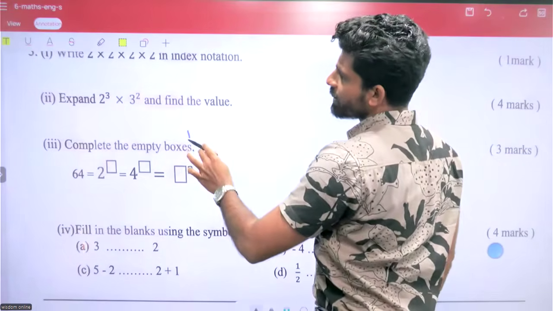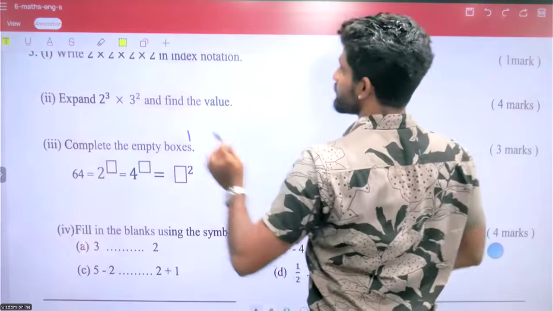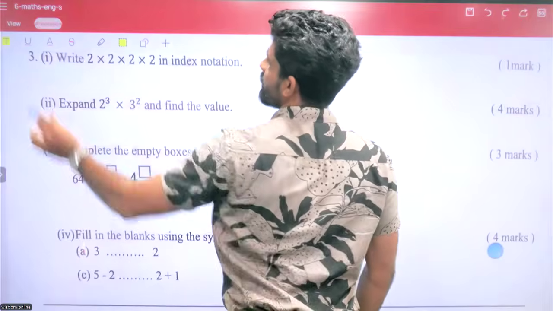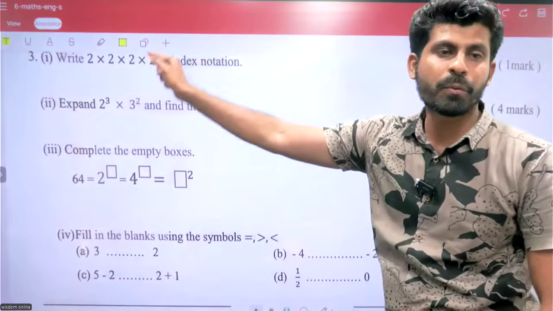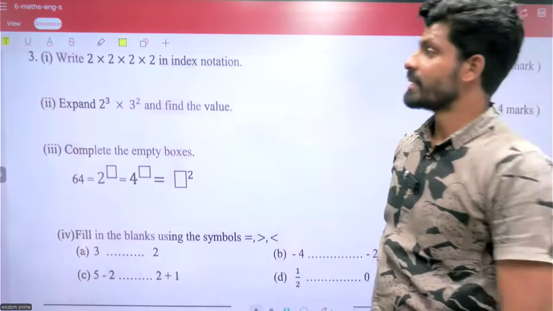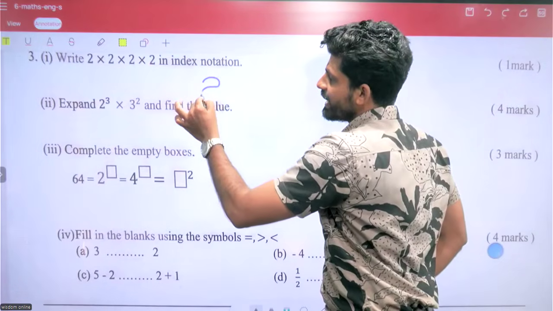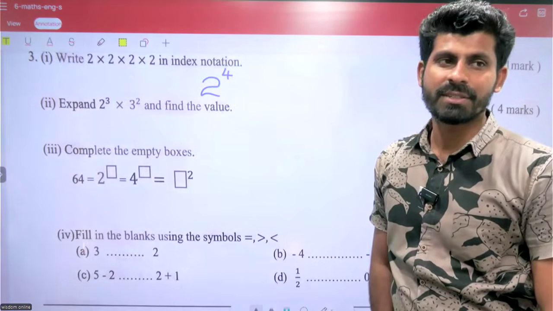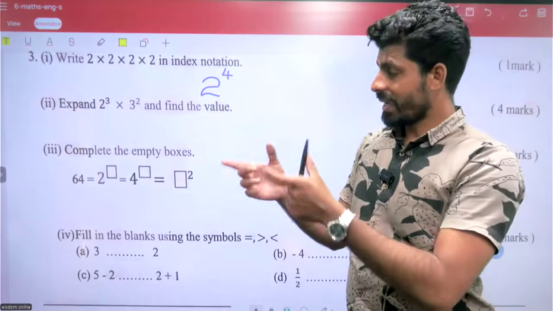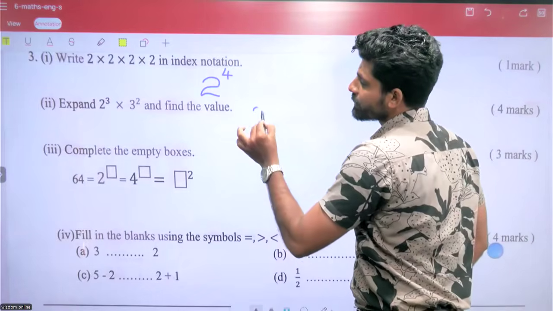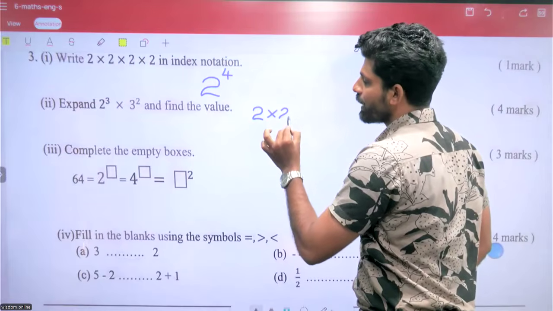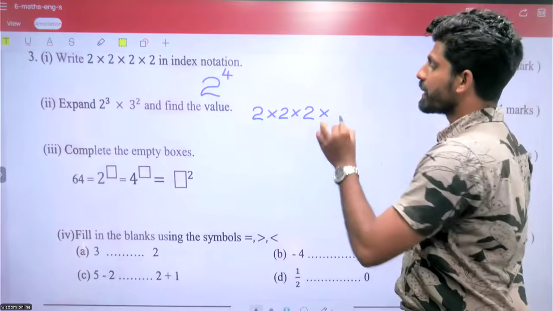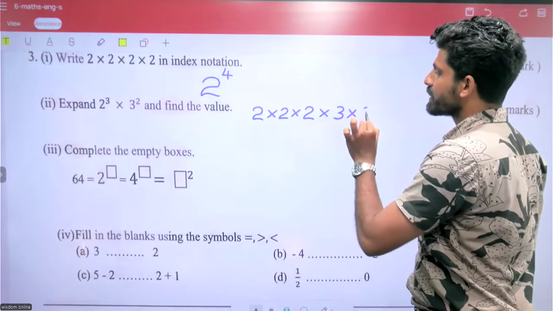2 into 2 into 2 into 2, so that means index notation 2 to the power 4. Expand and find the value. 2 to the power 3 means 2 multiplied by 2 multiplied by 2. 3 to the power 2 means 3 multiplied by 3.